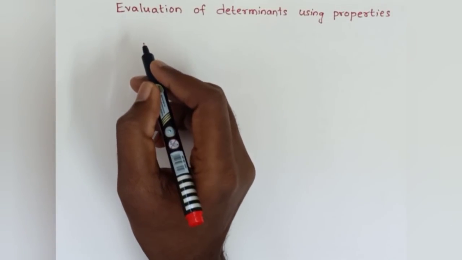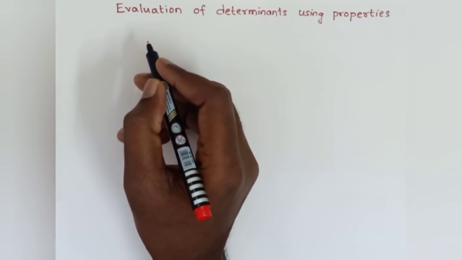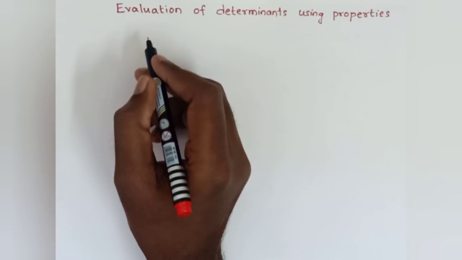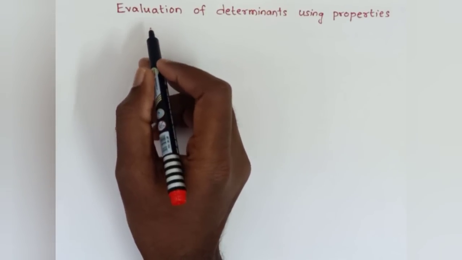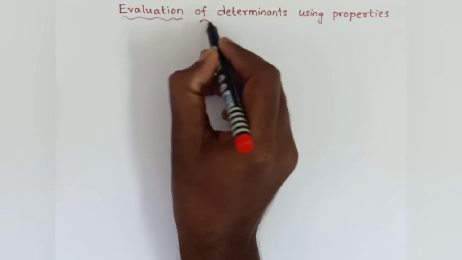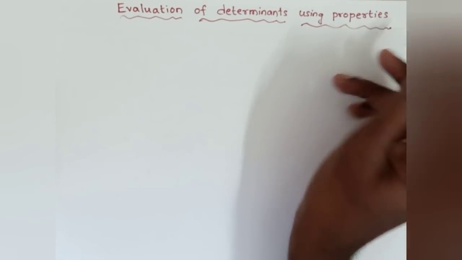Dear students, determinants have several properties which are useful in the evaluation of determinants. As we have seen in the previous lectures, there are some 13 types of properties. So by using those properties, we need to evaluate some determinants. So let's see some examples in this evaluation of determinants using properties.